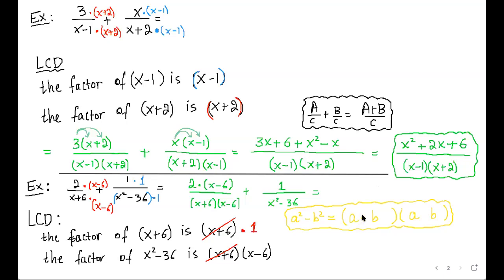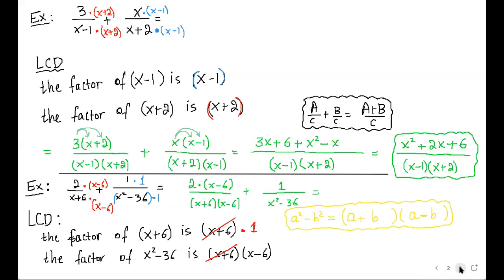So here I'm going to make the same thing. We have a plus b, a minus b. So a plus b times a minus b gives me a squared minus b squared. So now the denominators are equal. The denominators here are equal. We just add both of the numerators. Let me go to the next slide.